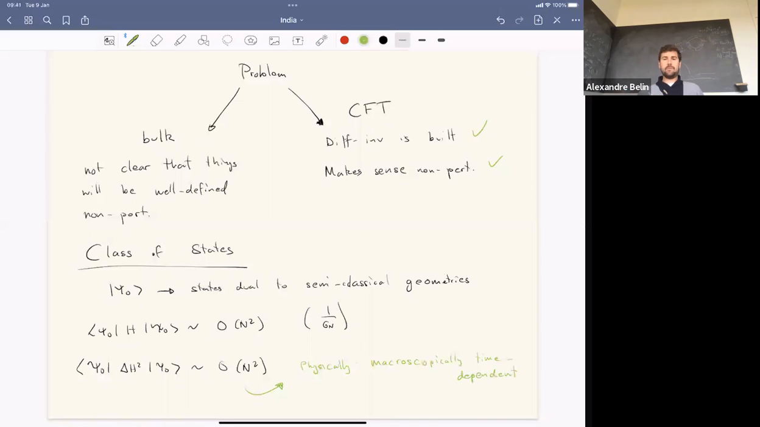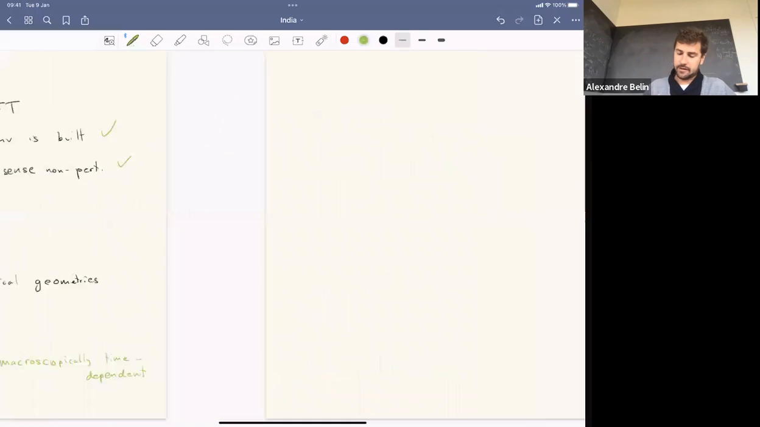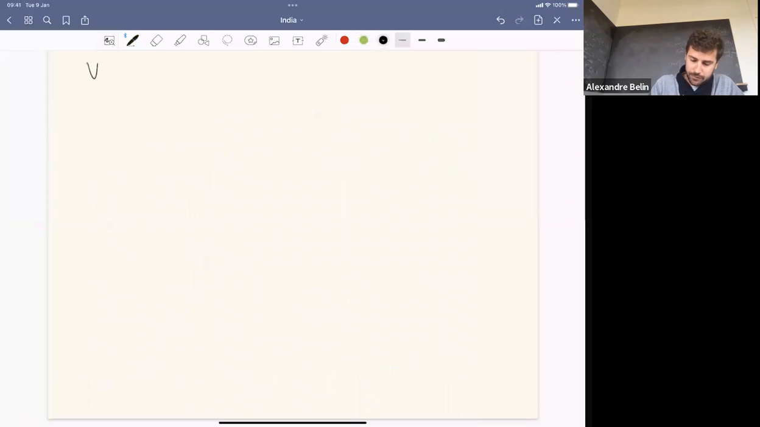Okay, you can show that if you have a space-time that's macroscopically time dependent, the variance of the energy has to be at least of this order. Okay, so these are the properties of the states, the types of states that I'll consider, and there's various examples of such states.